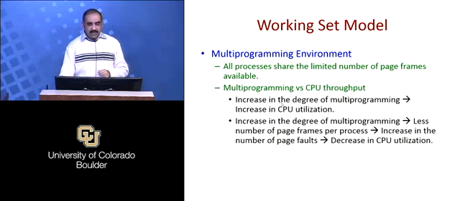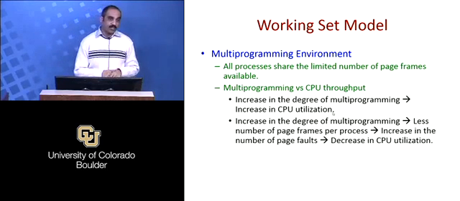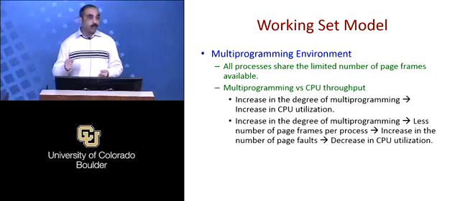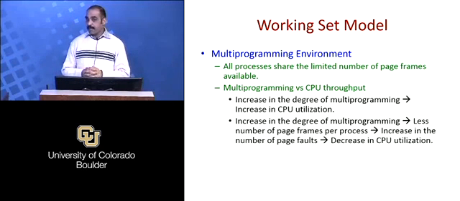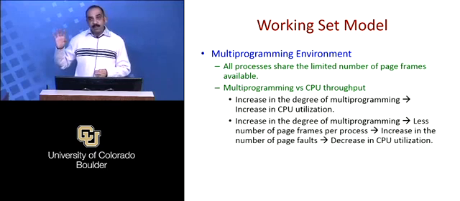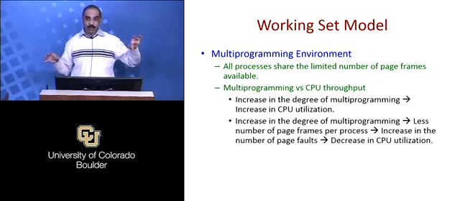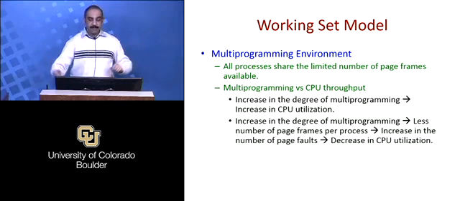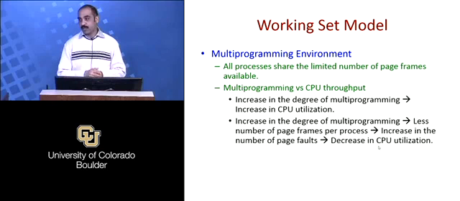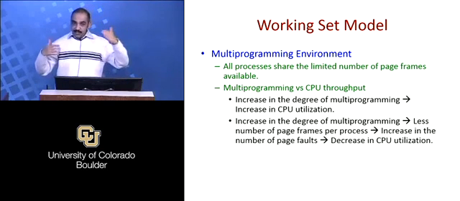The result is that when you increase the degree of multiprogramming, you are increasing CPU utilization because you have more processes to run. So anytime the CPU is available, you will be able to find a process ready to run. However, the other thing that happens is that when you increase the degree of multiprogramming, the number of frames that you can allocate to a process is going to be lower, which means that you will be increasing the page fault rate. Page fault rate means that you will be doing swapping and things like that, which will actually decrease CPU utilization. So there is this trade-off now.